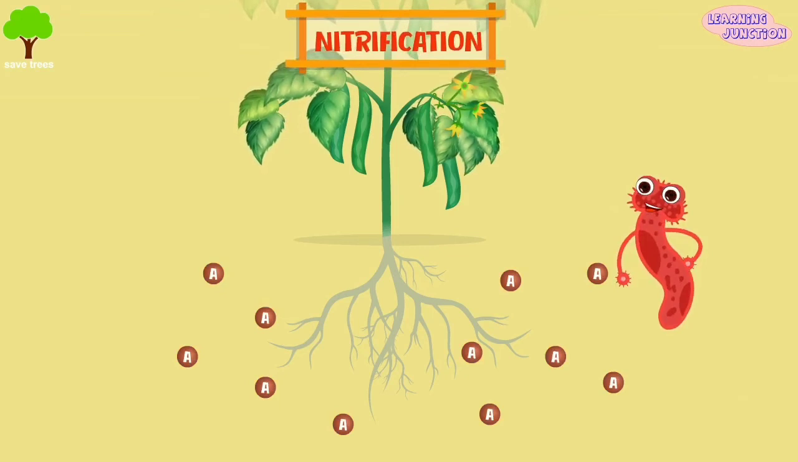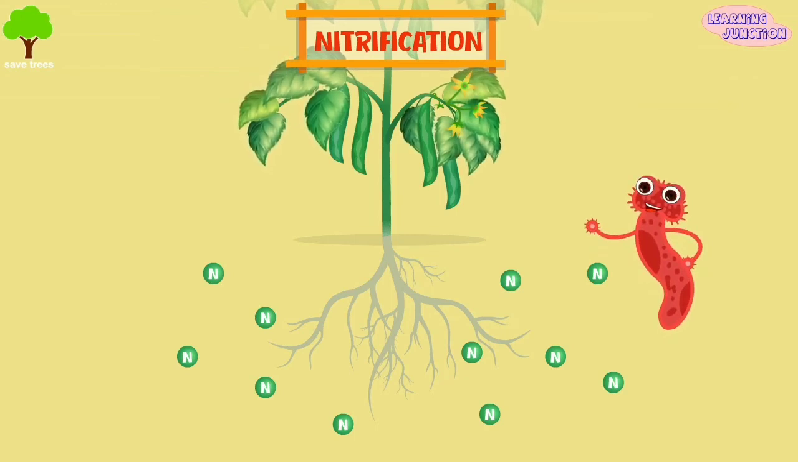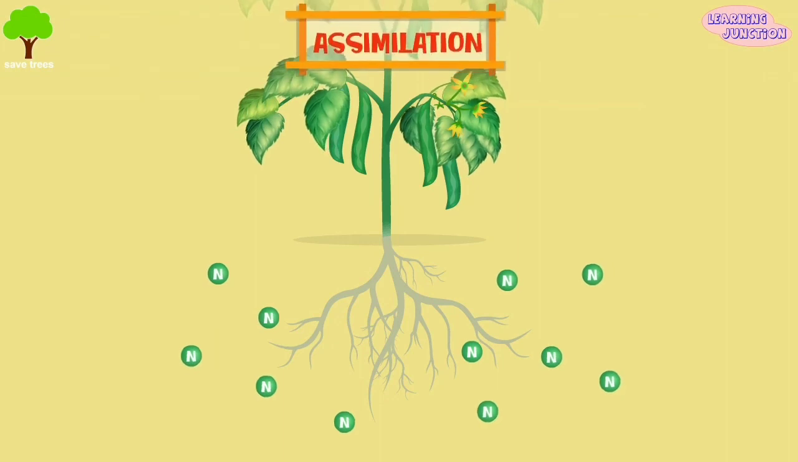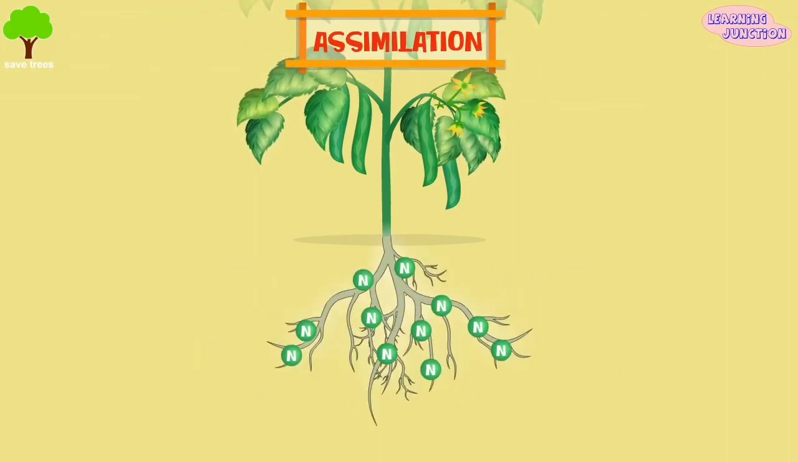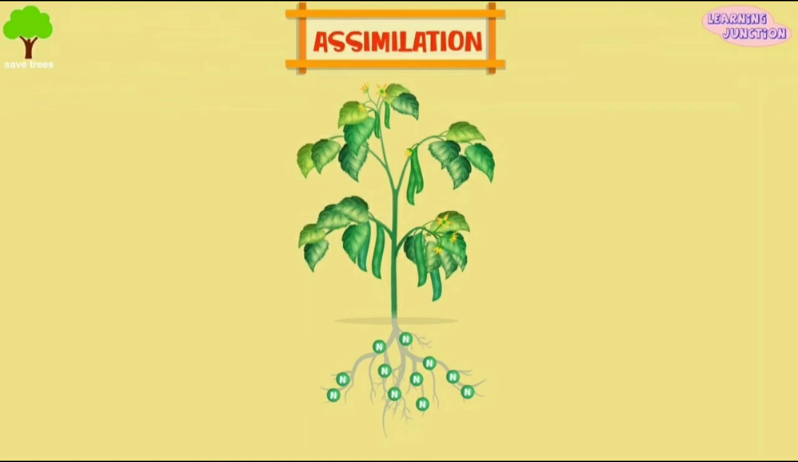Nitrification. In this stage, the ammonium gets changed into nitrate by bacteria. Nitrates are something that plants can absorb. Assimilation. In this stage, this is how plants get their nitrogen. They absorb nitrates from the soil into the roots. Then the nitrogen is used in nucleic acids, amino acids, and chlorophyll.